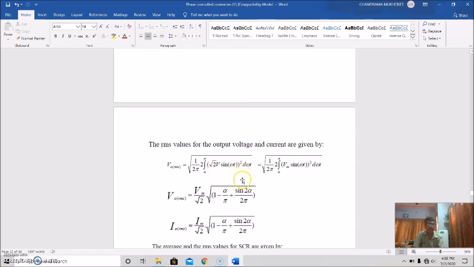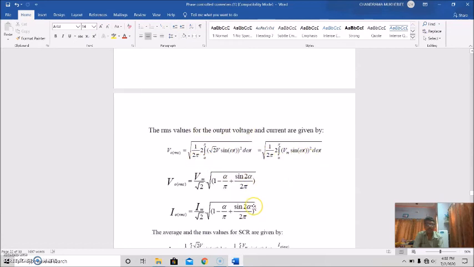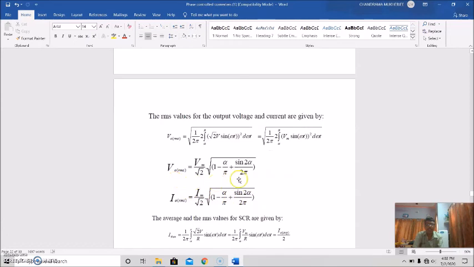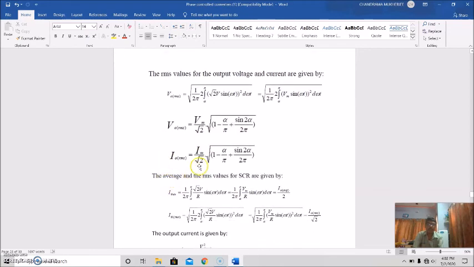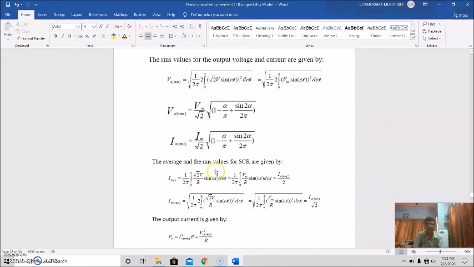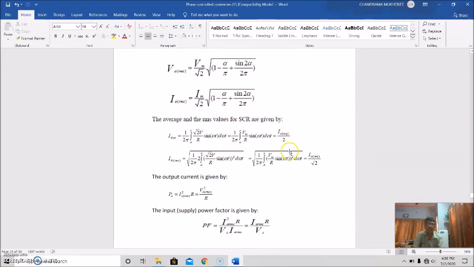First square, then mean, then root. So it will come to this value. The RMS output voltage and current will be like this. The difference is that one is the maximum value of the voltage, the other the maximum value of the current. The average and the RMS value of the SCR are given like this.